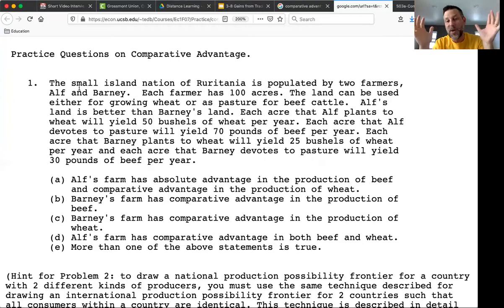There's a lot of information here, but what we want to break it down into is these numbers, 50 and 70 and 25 and 30, what are they referring to? Because that's what's changing. Notice that the 100 acres is the same for both. So the input, the resource, the amount of land isn't changing. But what they're producing, bushels of wheat, pounds of beef, that is changing. So that makes this an output question because the thing being produced is different between the two of them. So this is an output question. We can set it up. The other number goes over for us to find the lower opportunity cost.